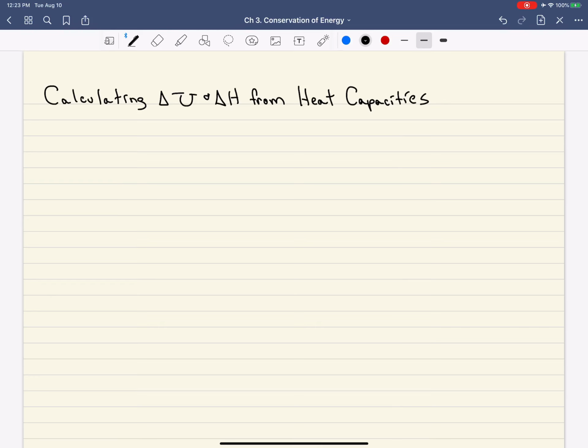In this video, we're going to review the concept of heat capacities and how we could use them to calculate changes in internal energy and changes in enthalpy.